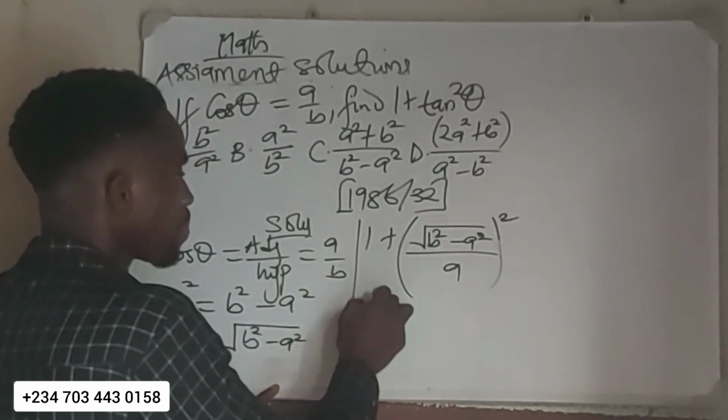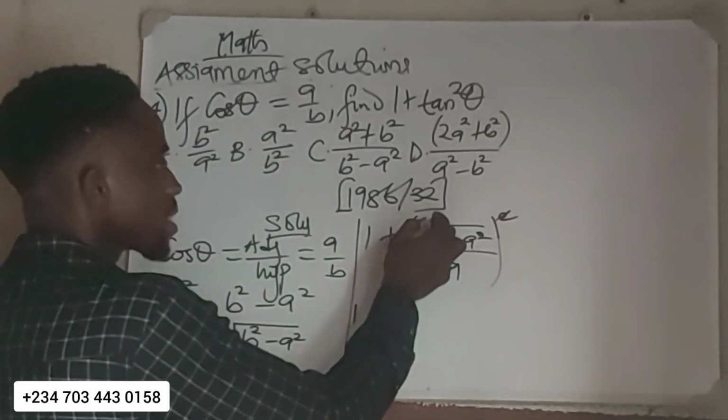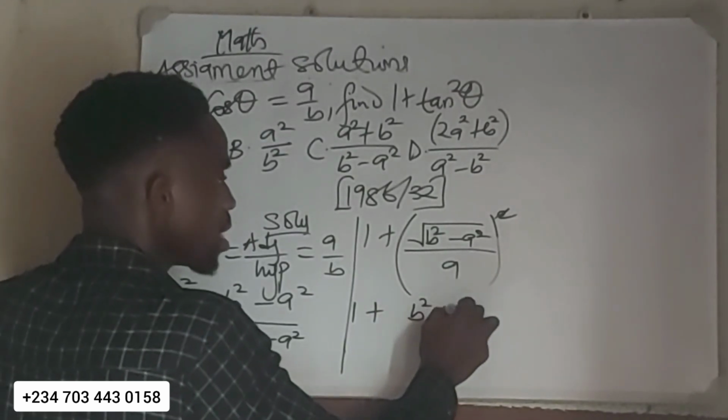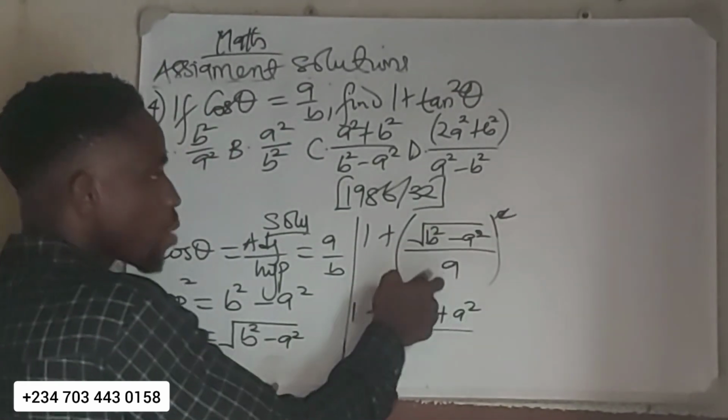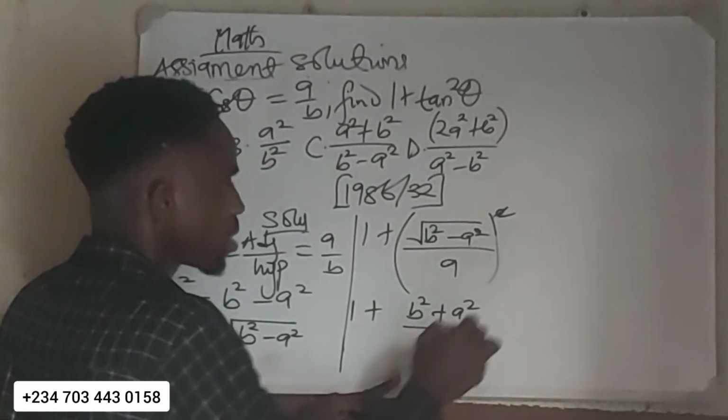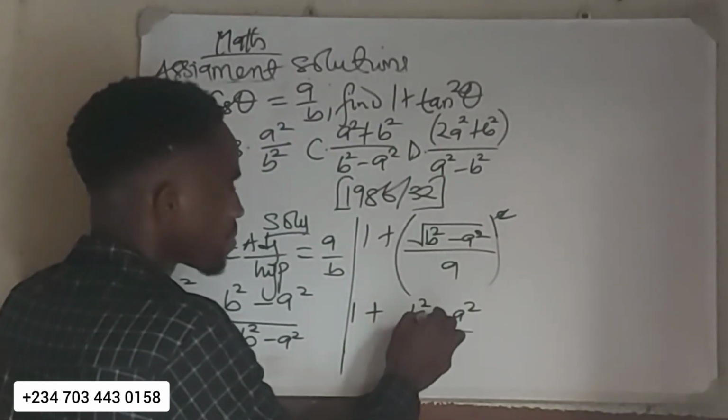So this is going to be 1 plus, and if we square this, it takes the root away and we are going to have B squared minus A squared, all upon the square will affect this A in the denominator, so we are going to have A squared. Please note, this is negative, minus.